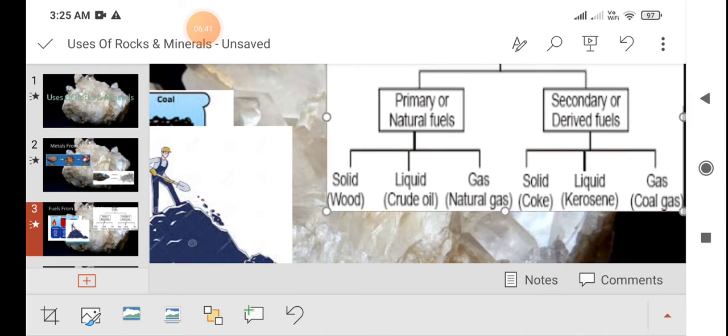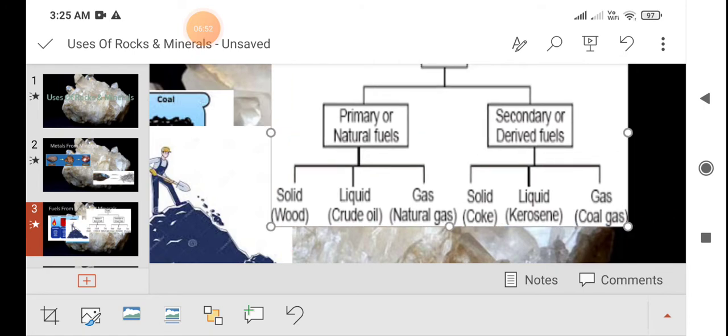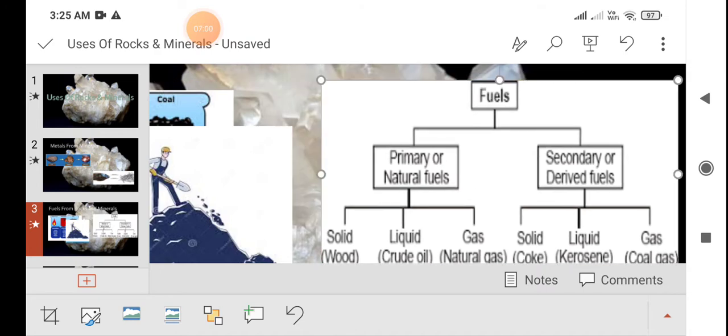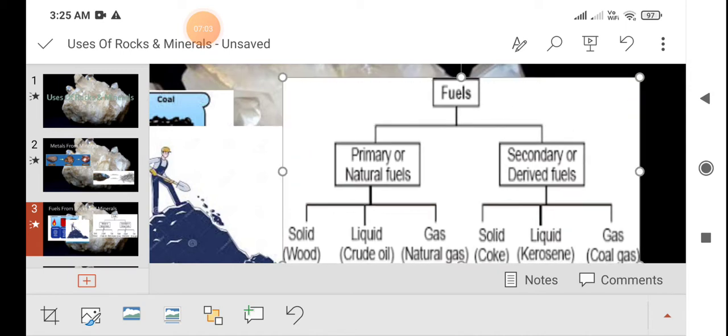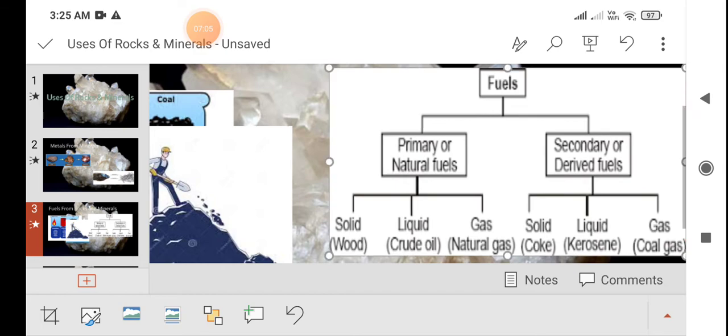So the primary or natural fuels, from solid, liquid, gas, like wood, crude oil, and natural gas are the primary fuels, and the secondary fuels are like coke, kerosene, and coal gas. These are the secondary fuels. So all this we are obtaining from the fuels only. So these fuels are formed due to the death of aquatic animals and the deposition of sand and dust on that, and due to pressure and temperature, they can be compressed and turned into fuels.